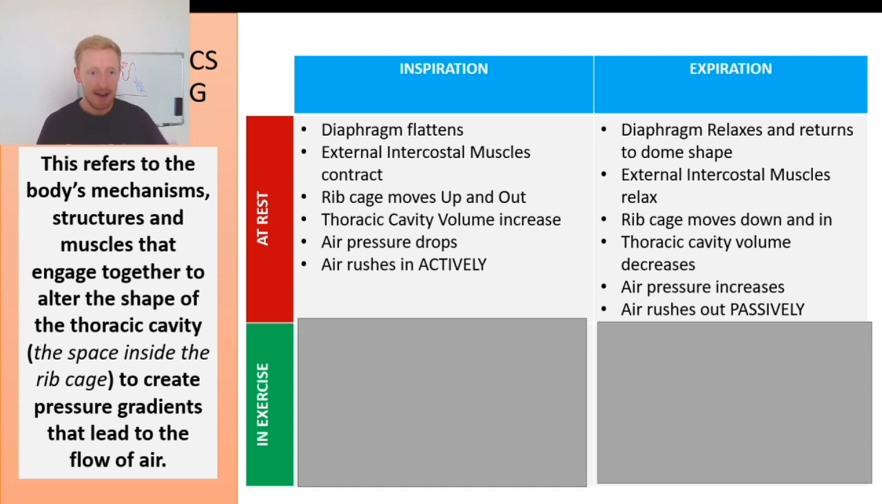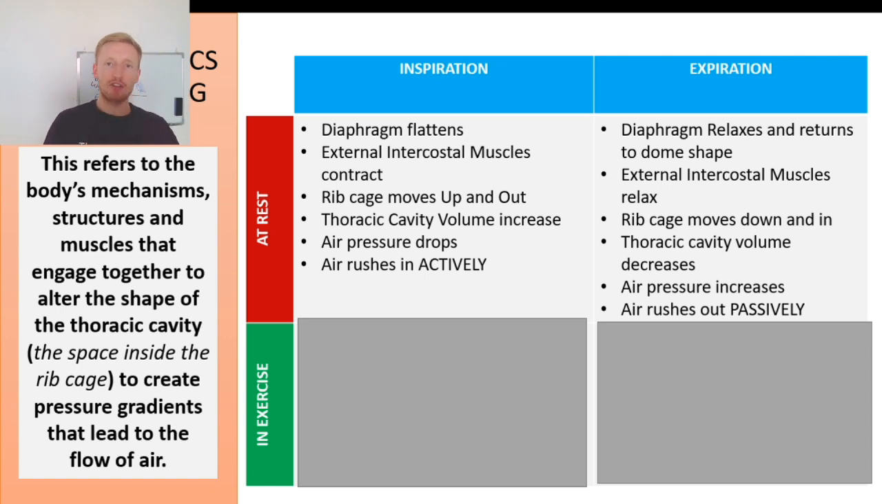Same with air. As this thoracic cavity reduces in space, the pressure inside, the distance between all the air particles reduces. It gets higher pressure. And we know air moves from areas of high pressure to low pressure. So we've got high pressure inside of us, relatively low pressure outside. Air escapes, air is moved out. So that's resting. Inspiration, expiration, you'll notice we just contract the diaphragm, then relax the diaphragm.